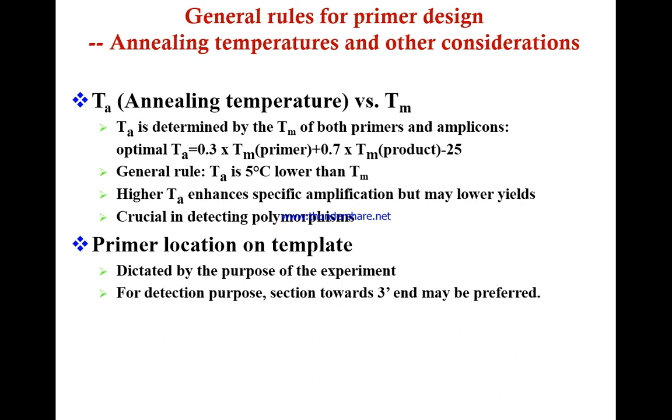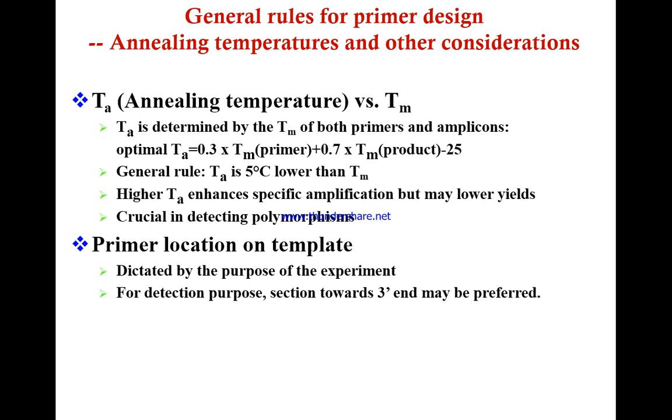General rules for primer design: annealing temperature and other considerations. So, annealing temperature versus melting temperature. Annealing temperature is determined by the Tm of both primers and amplicons. Optimal Ta is equal to 0.3 multiplied by Tm of primer plus 0.7 multiplied by Tm of product minus 25. This is the formula. We can get an optimal annealing temperature from that formula.